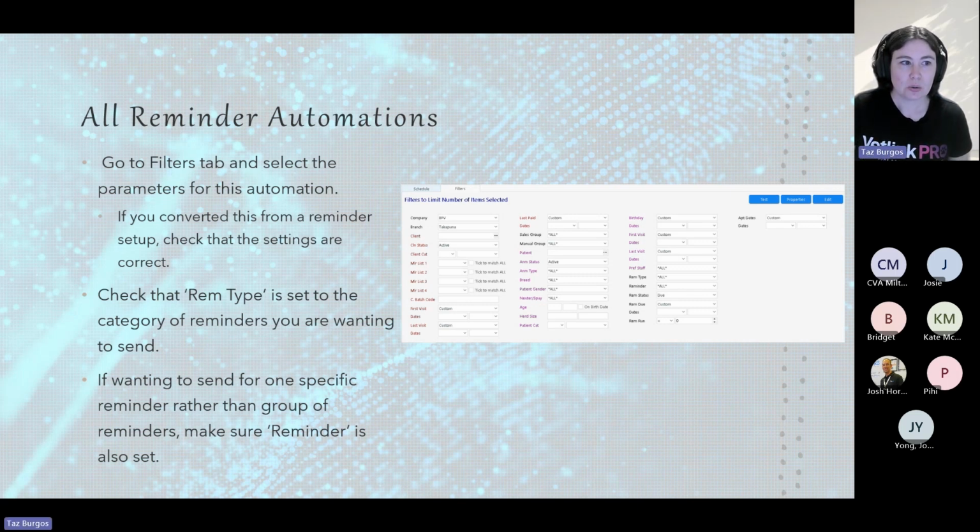All reminder automations will need the filters set. So these will be specific depending on what you're trying to send. In this case, for reminder automations, you'll need to make sure that a REM type is set to whichever specific category of reminders you're trying to send. So this is your vaccinations, recalls, healthcare, or treatment. If you're wanting to send for one specific reminder instead of just that particular group, you will also need to specify that under the reminder field.